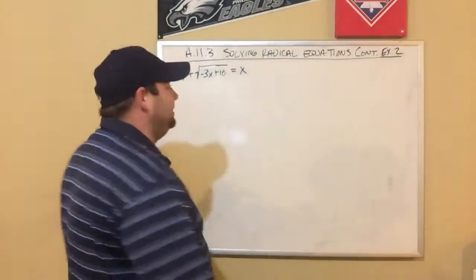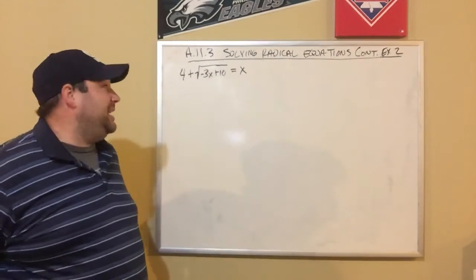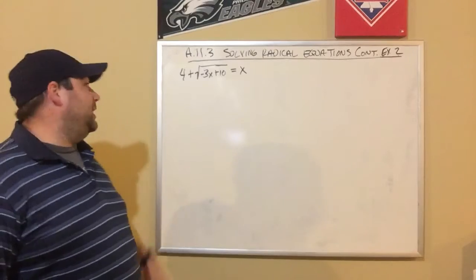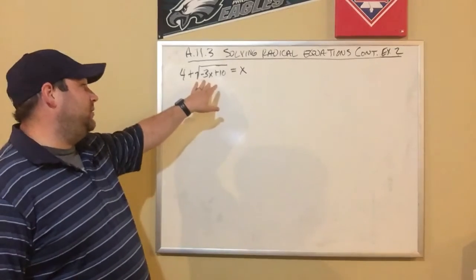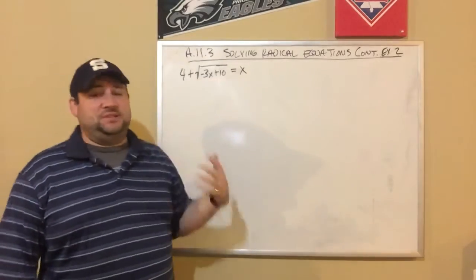So, solving radical equations continued. We got example 2 here. So I got 4 plus the square root of negative 3x plus 10. All of that equals just x.